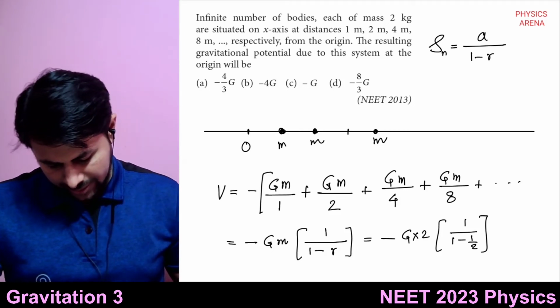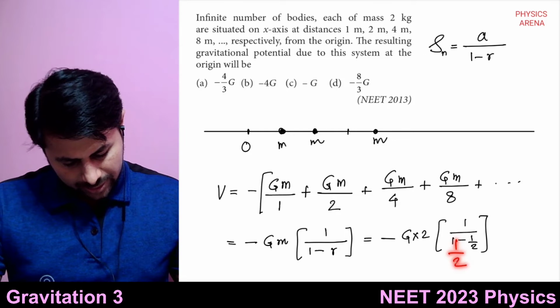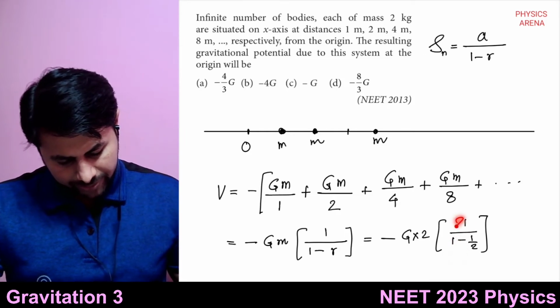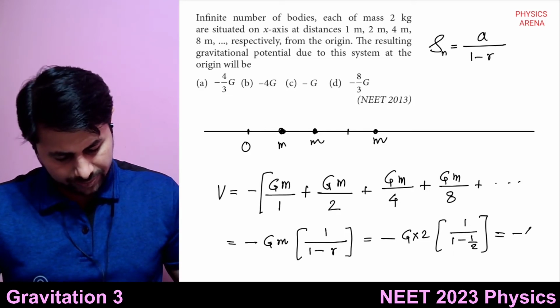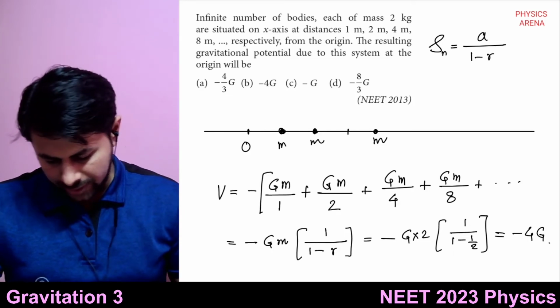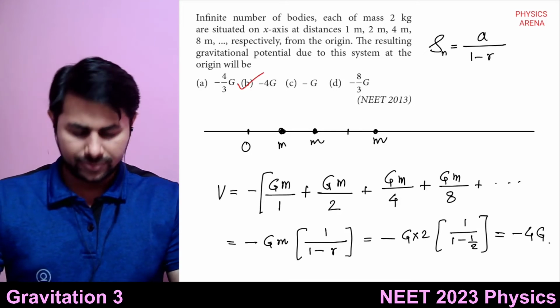So how much is that? This will be half. Take it into the numerator, it will become 2. 2 times 2 will be 4. Okay, so minus 4g is the answer. Option B.